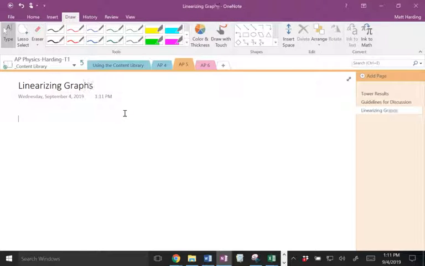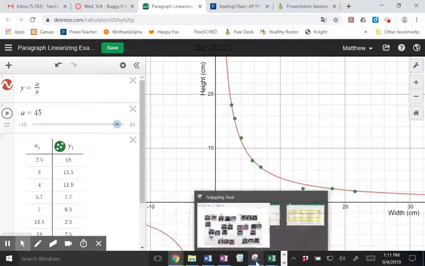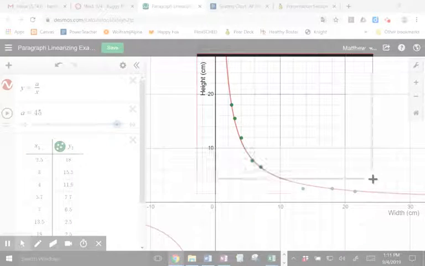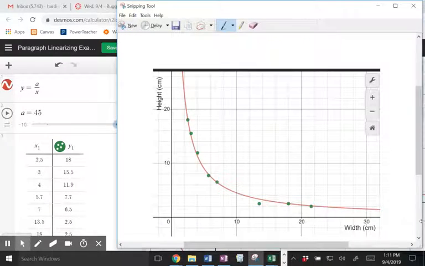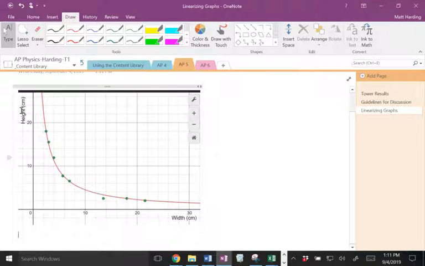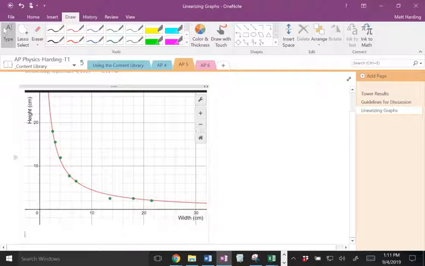Linearizing graphs. Get a little picture of this thing. Hey, that's you guys. What's he doing with our picture on the internet? All right. So there's the graph. So height equals 45 centimeters squared over width.